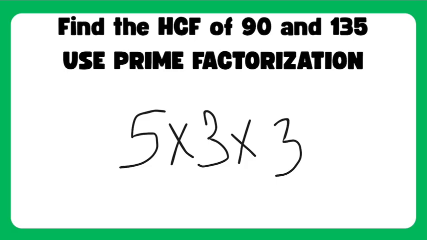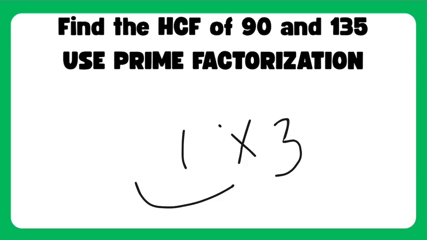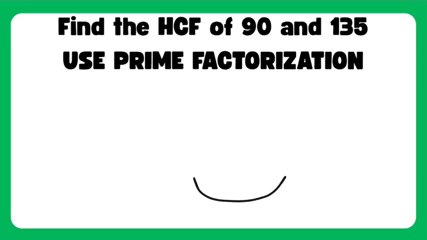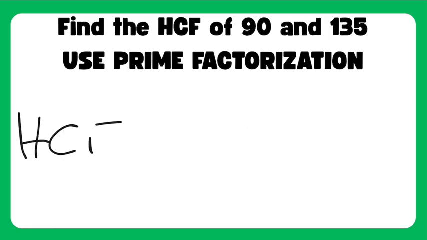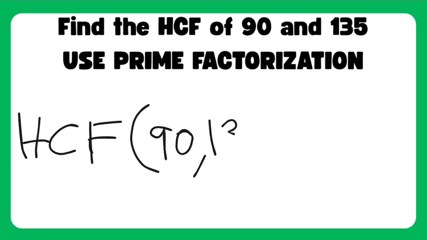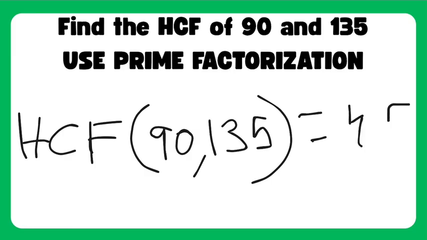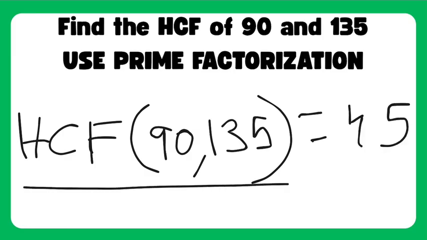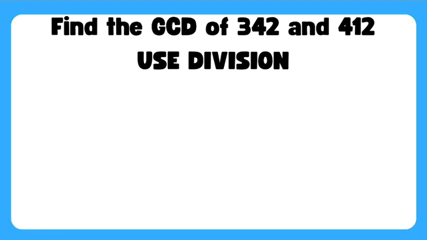Now we can solve this. 5 times 3 is 15. And 15 times 3 is 45. So the HCF of 90 and 135 is equal to 45. This is the way that it is written. So now we can move on to the next question.